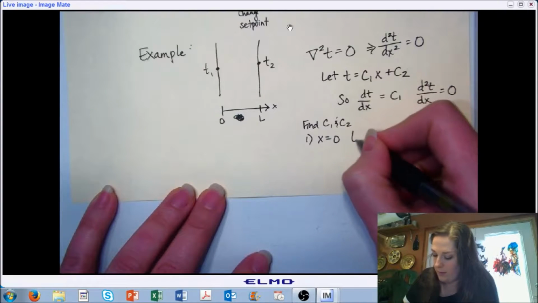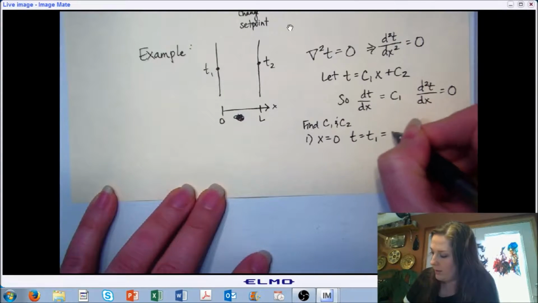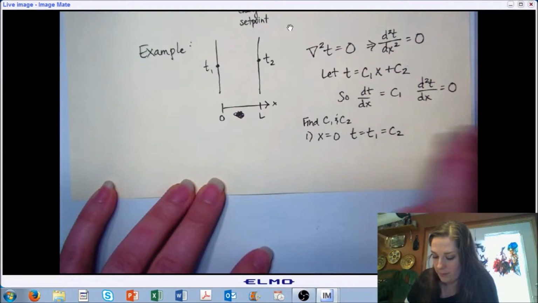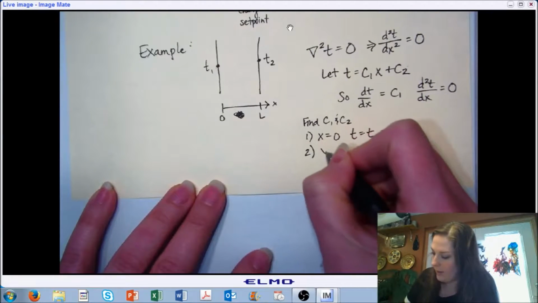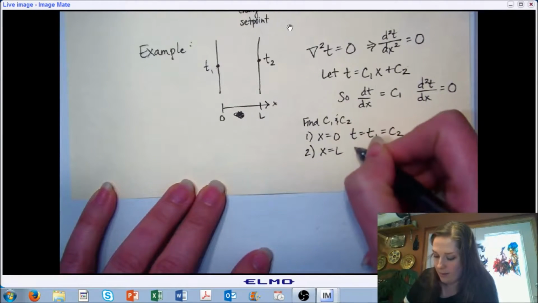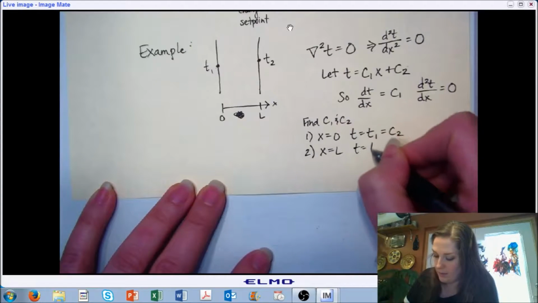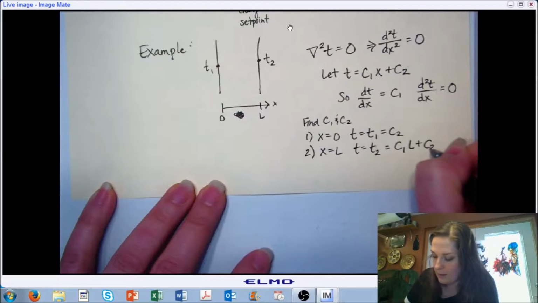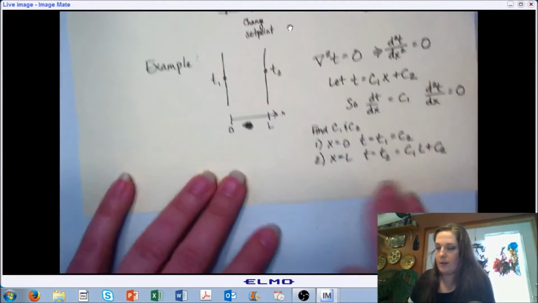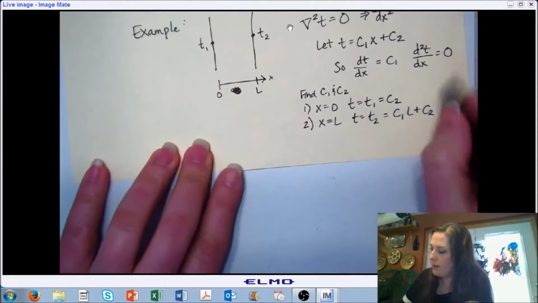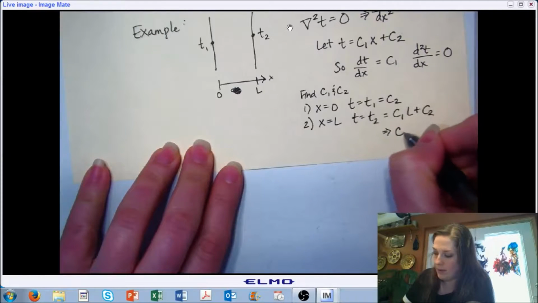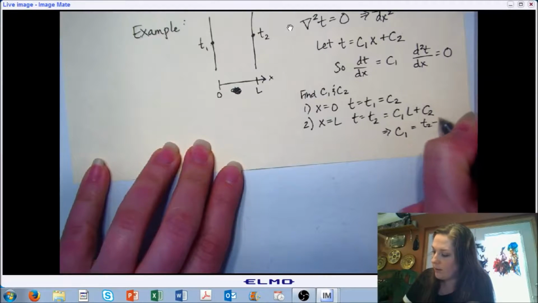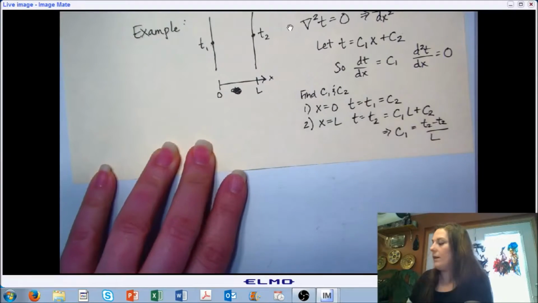So if x equals 0, then T equals T1, which is equal to C2. And for the case where x equals L, T equals T2, which is equal to C1 L plus C2. And if we solve that for C1, then we get C1 equals T2 minus T1 over L.